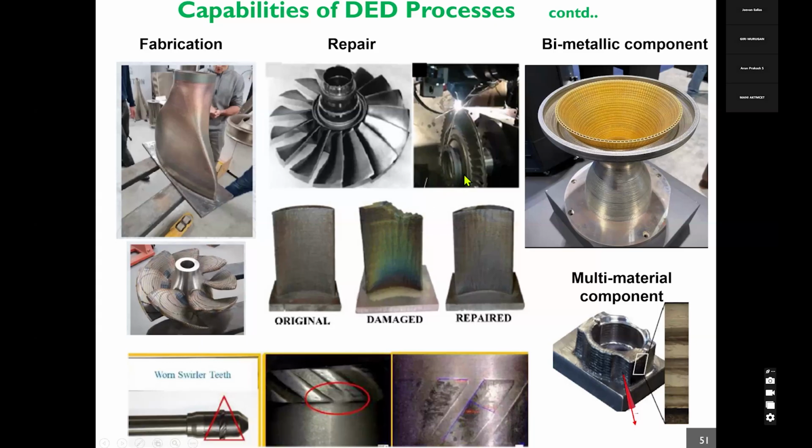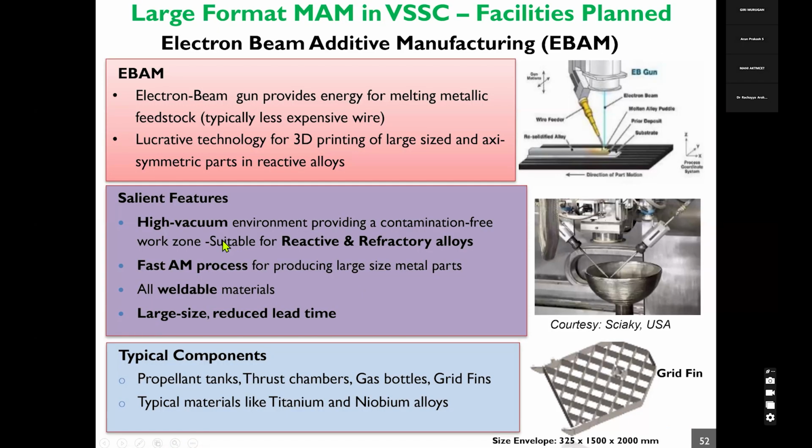We are trying to use electron beam additive manufacturing mainly because it is suitable for reactive and refractory alloys. As the process happens under a high vacuum environment, it is similar to electron beam welding. So here we are looking at very large size propellant tanks in titanium alloys, and also we are looking at thrust chambers, gas bottles, and grid fins for our crew escape systems, mainly in titanium and niobium alloys as shown here.